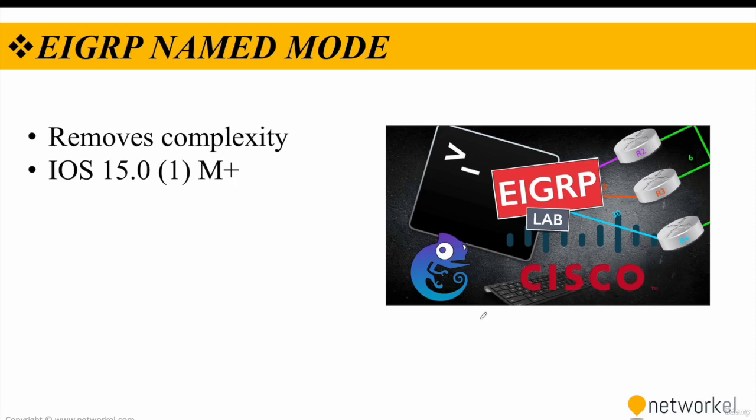So EIGRP named mode is an enhanced configuration mode introduced in newer versions of Cisco IOS software that allows for a more flexible and organized way to configure EIGRP. It replaces the traditional classic EIGRP configuration commands with a more modular approach. EIGRP named mode allows EIGRP to be configured for both IPv4 and IPv6 under a single configuration mode, removing the configuration complexity.